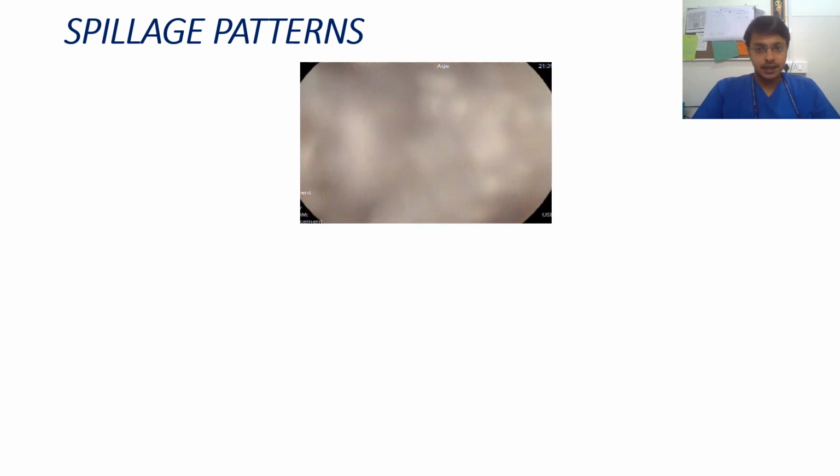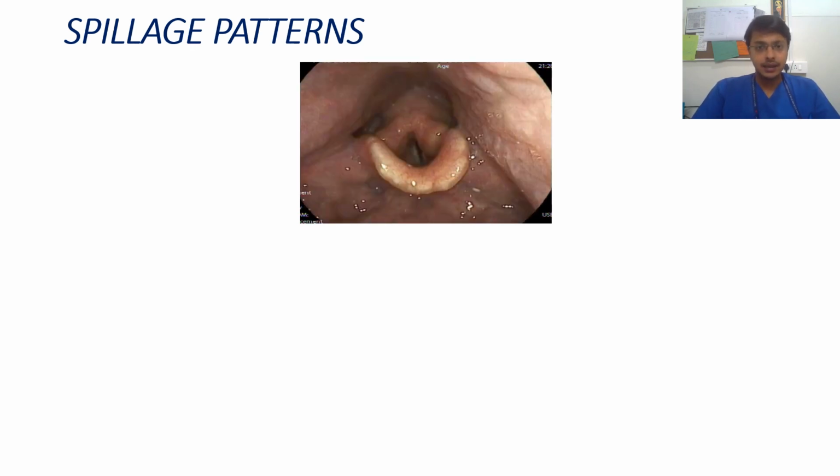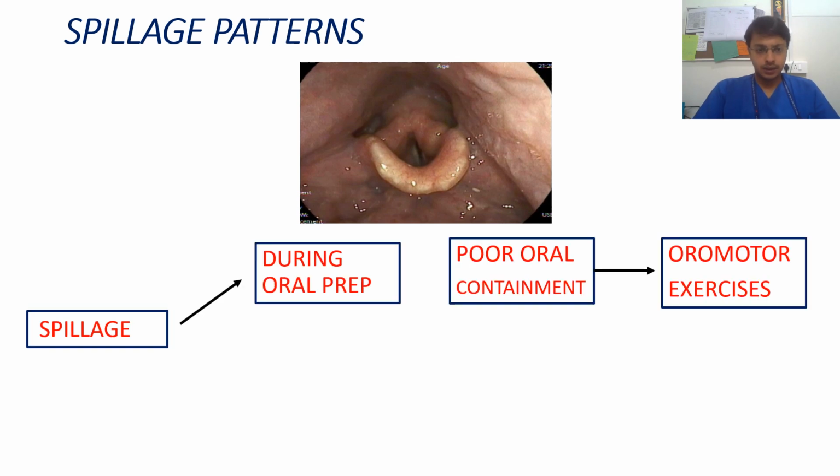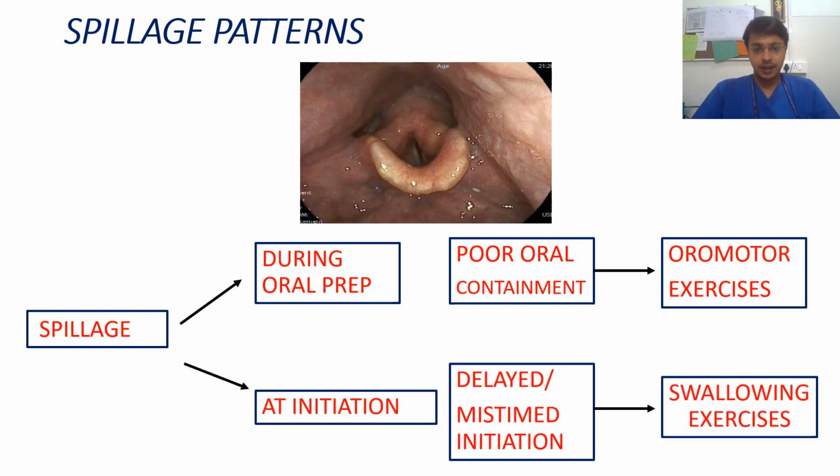Here you can see the liquid entering the pharynx much before the swallow was initiated. So spillage, if it occurs during the oral preparatory phase, is basically due to poor oral containment, and oromotor exercises and chin tuck can be done to rehabilitate the same. However, if it occurs during initiation, then a delayed or mistimed swallow is the main cause, and then swallowing therapy has to be initiated for the patient.